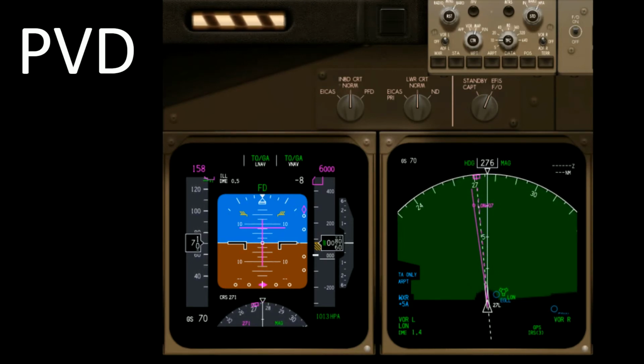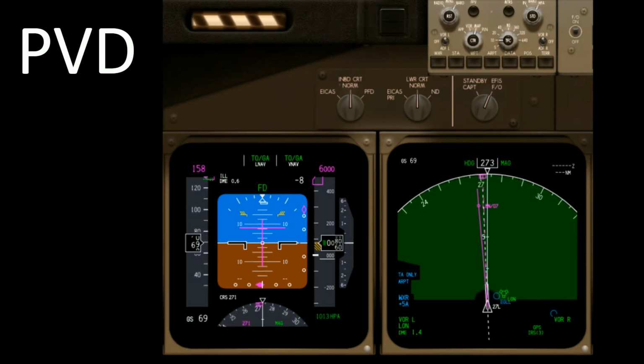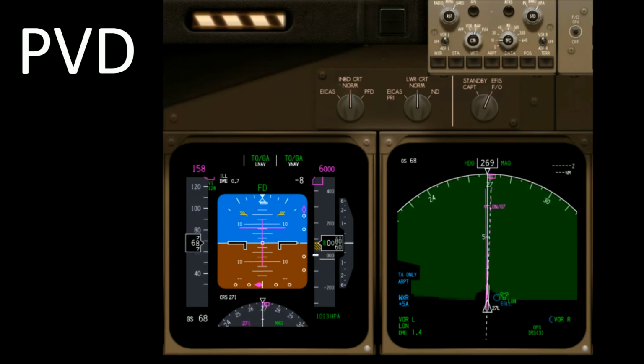The aircraft's going slightly to the right, so the PVD goes to the left, and the pilot makes a correction to the left. As you can see, when he's done that correctly, the PVD centers. He's overcorrecting the other way now, so the PVD goes to the right, and so on. But I think you get the idea of how this works.